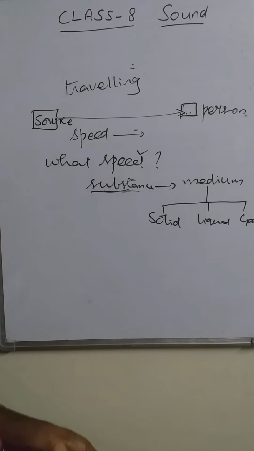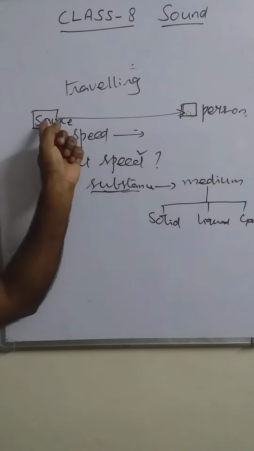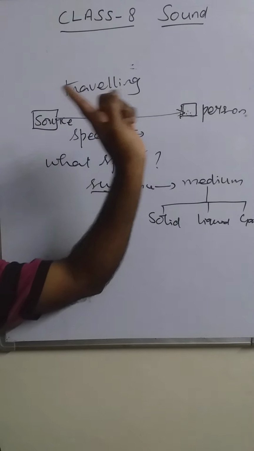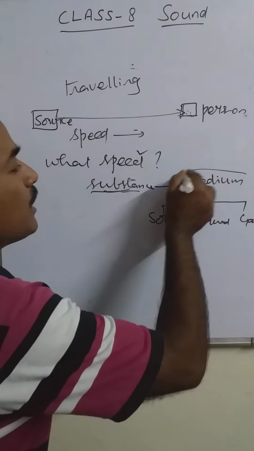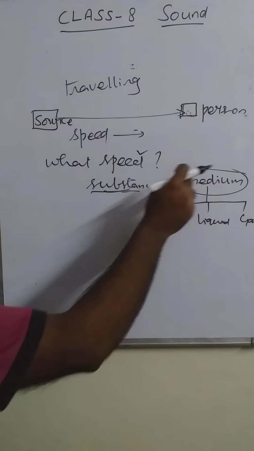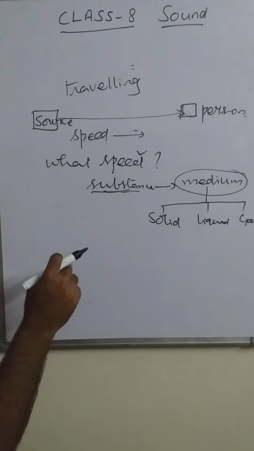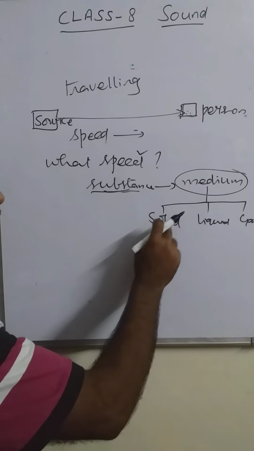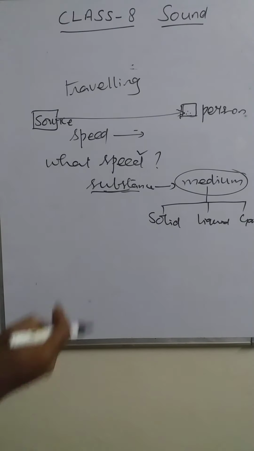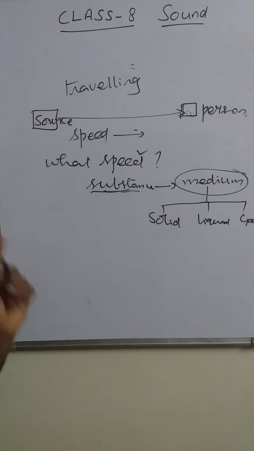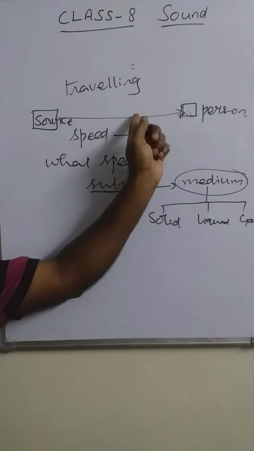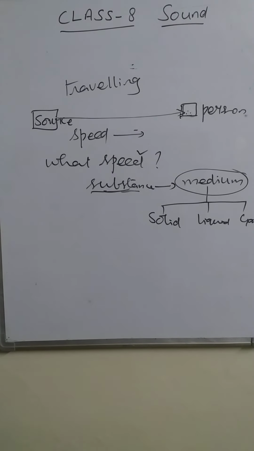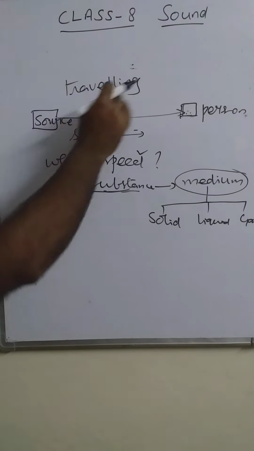And on the other hand, to carry the sound from one place to another place, what is required? Medium is required. Here we were saying that sound travels through all the states of matter. In the reverse, we can say, for the traveling of sound, definitely the medium is required. Without medium, it cannot travel.